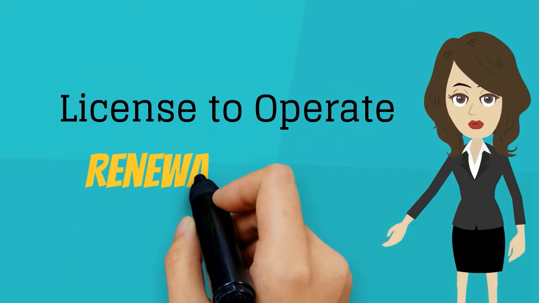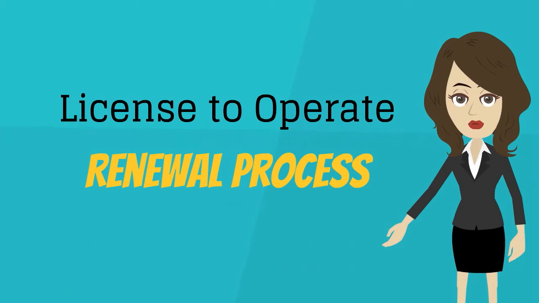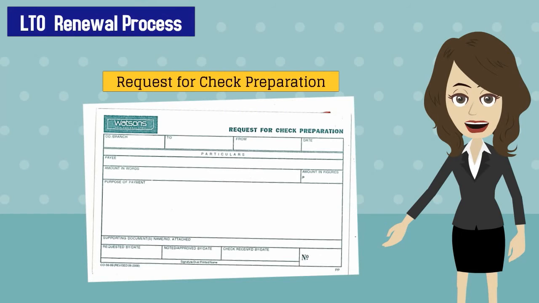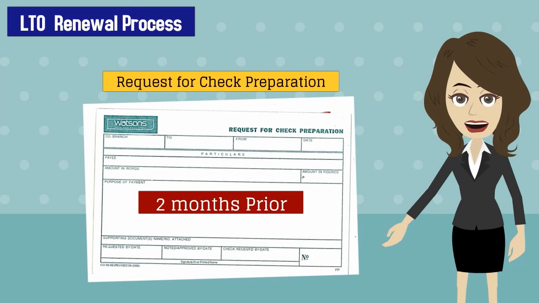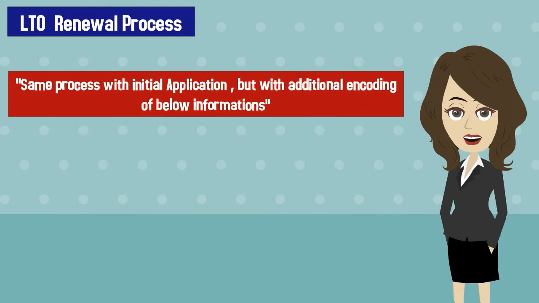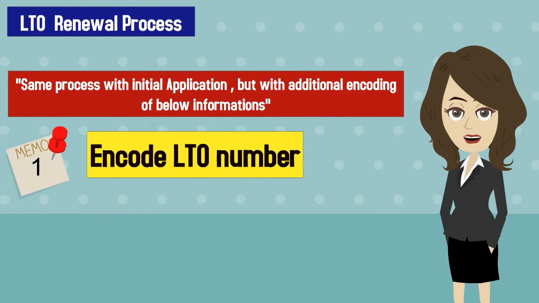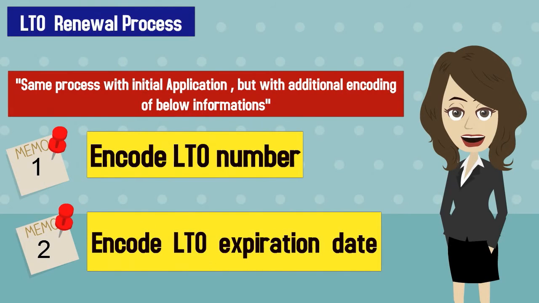Now it's time to learn how to process the LTO renewal. The following are the documentary requirements needed to renew LTO. To renew the LTO, it is advisable that RCP be prepared 2 months prior to the expiration date of the LTO. For LTO renewal, the same process is applicable as for the initial application.